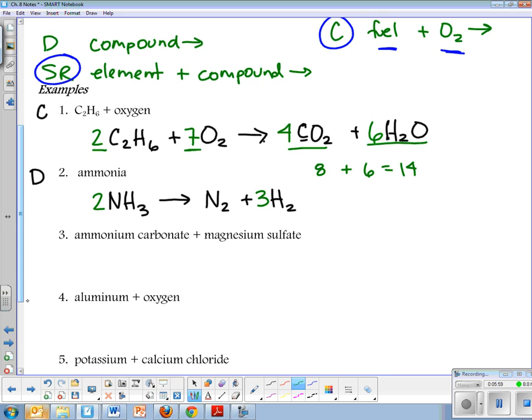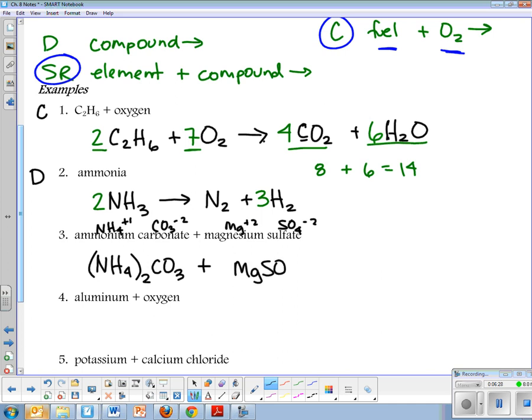So number 3, I've got ammonium carbonate. So it helps sometimes to write our facts out. Ammonium is NH4 plus 1, carbonate is CO3 minus 2. So I crisscross the charges, so I need 2 ammonium. So NH4 taken twice, CO3, plus magnesium sulfate. So Mg plus 2, sulfate is SO4 minus 2. So I get MgSO4.